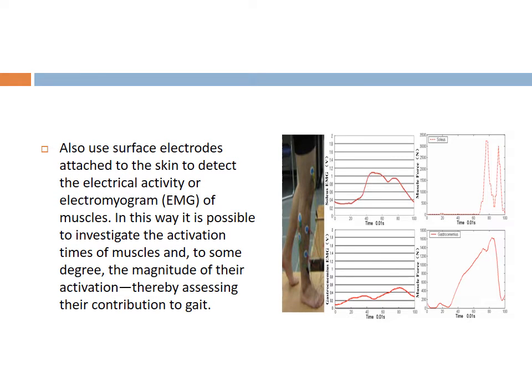Also use surface electrodes attached to the skin to detect electrical activity, or electromyogram, of muscles. In this way, it is possible to investigate the activation times of muscles and, to some degree, the magnitude of their activation, thereby assessing their contribution to gait.